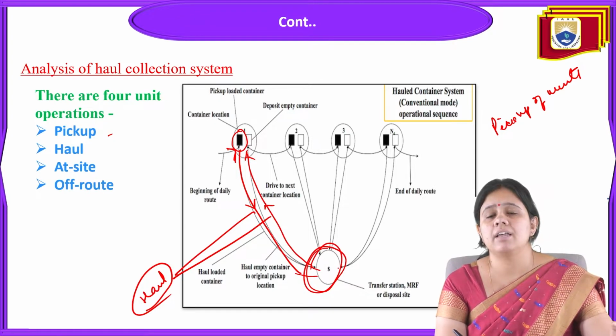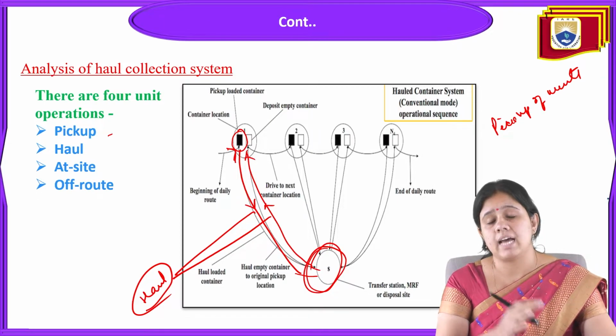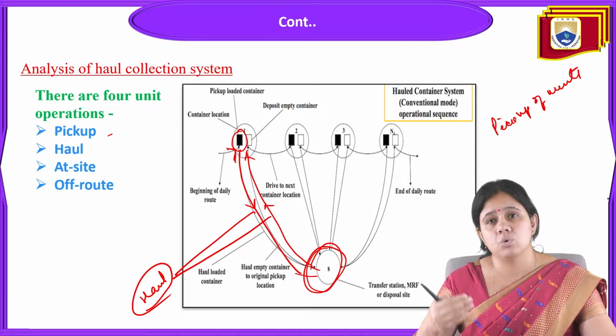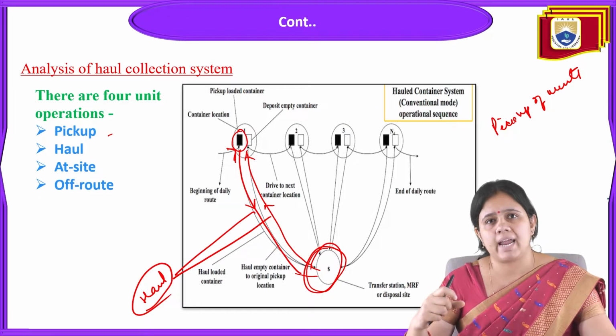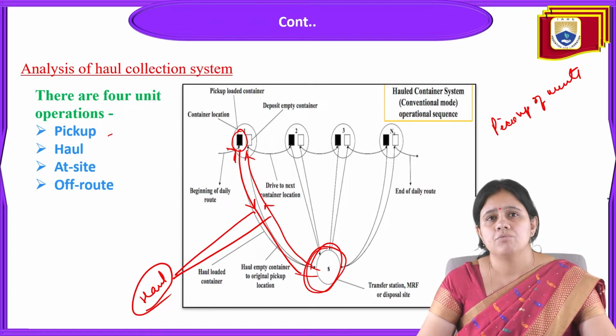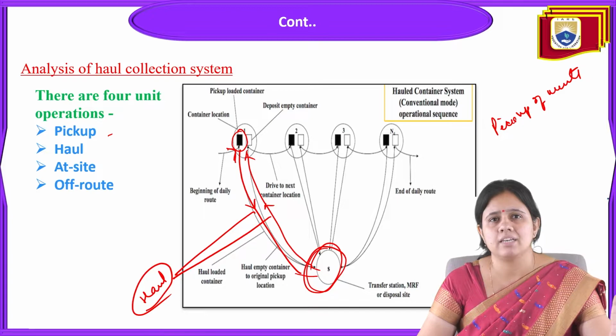At the final recovery station, the final waste disposal location, the time involved while waiting or while going through that place is called at-site time, and off-route is the timing of the operation involved in depositing the waste at the waste disposal site. So there are four operations involved in this haul container system. First is the pickup, haul, at-site, off-route.